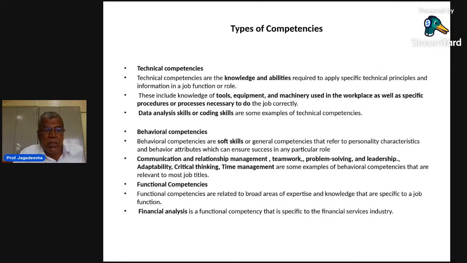Adaptability is another one. Critical thinking: using soft skills, people can definitely apply their minds, especially in a complex environment. They can understand the do's and don'ts, what the issues and challenges are, and thereby come out with the solution.